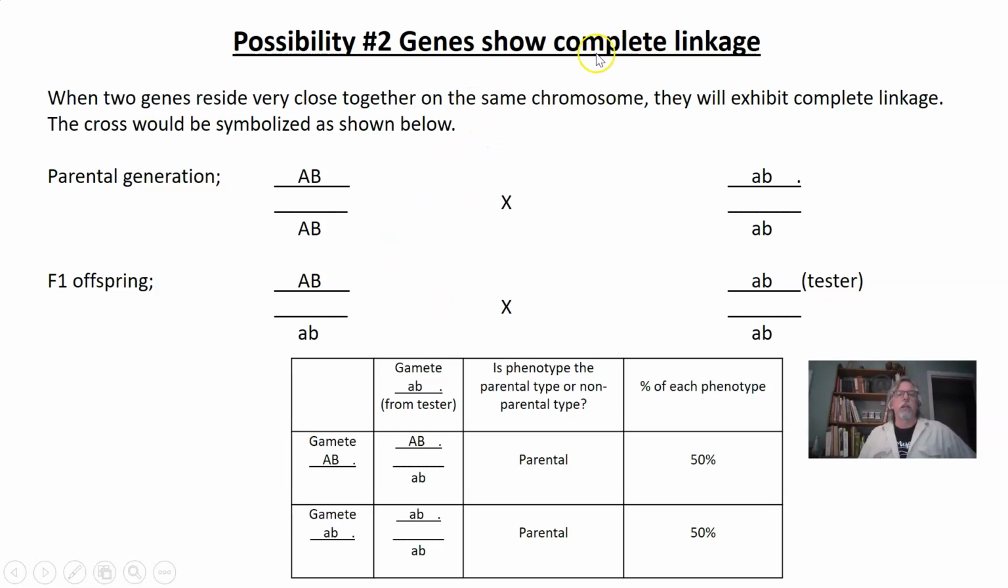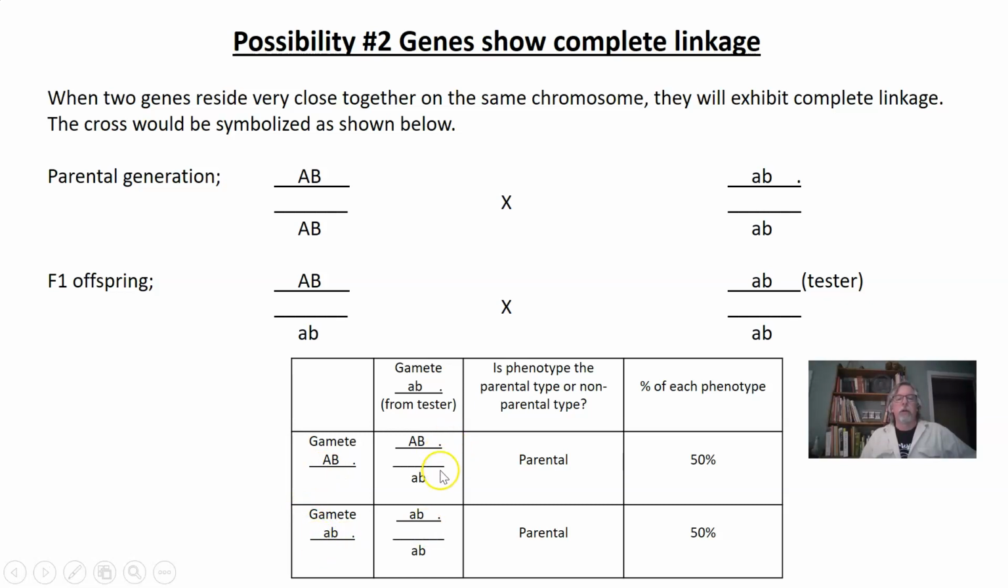So in this special case called complete linkage, there is no crossover between the A and the B gene. The genes are linked, but there's no crossover. If there's no crossover, the F1 double heterozygote will produce only two types of gametes, one with both dominant alleles or one with both recessive alleles.